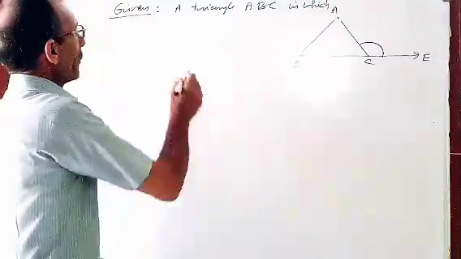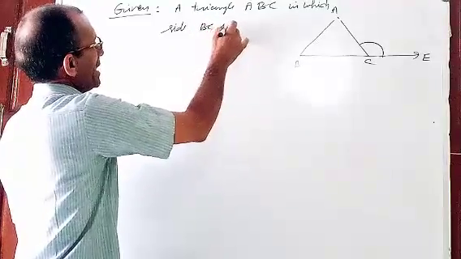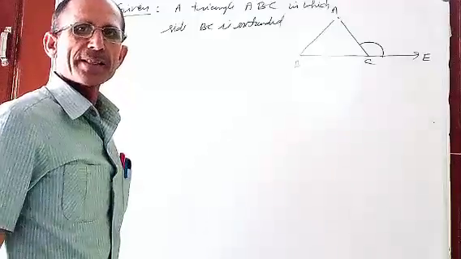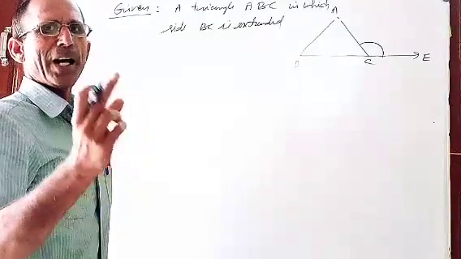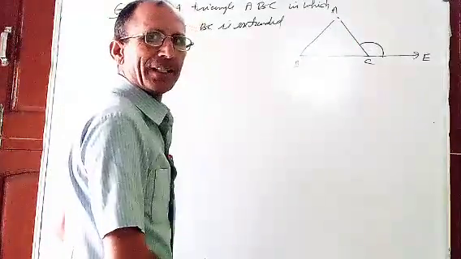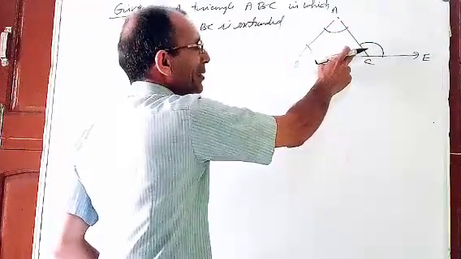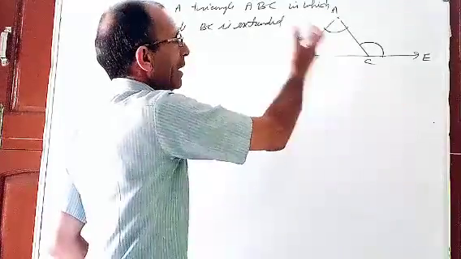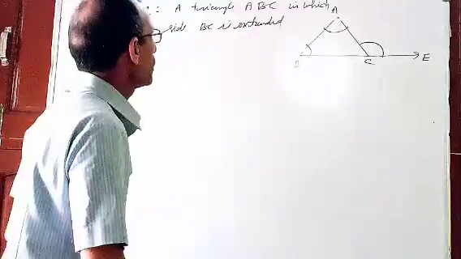in which side BC is extended. Side BC is extended. So what is the question? What we have to prove? We have to prove that the exterior angle, it means ACE, is equal to the sum of interior opposite angles. This is also interior, but this is the adjacent angle. We will not take it. Interior opposite angles are these. So we have to prove.